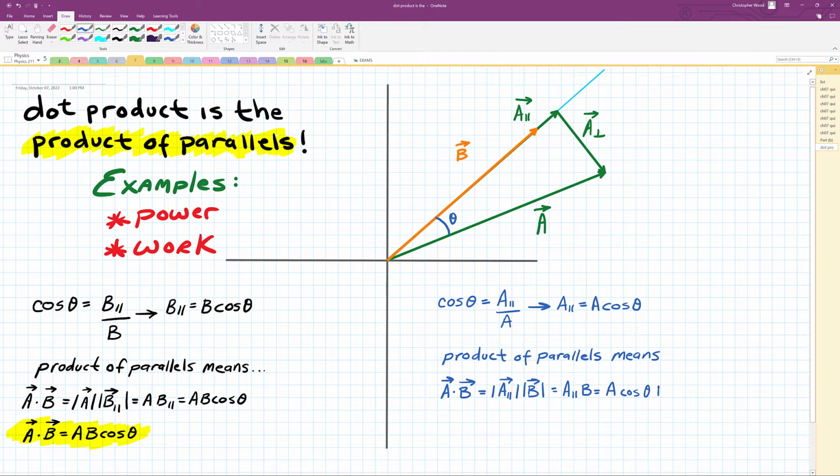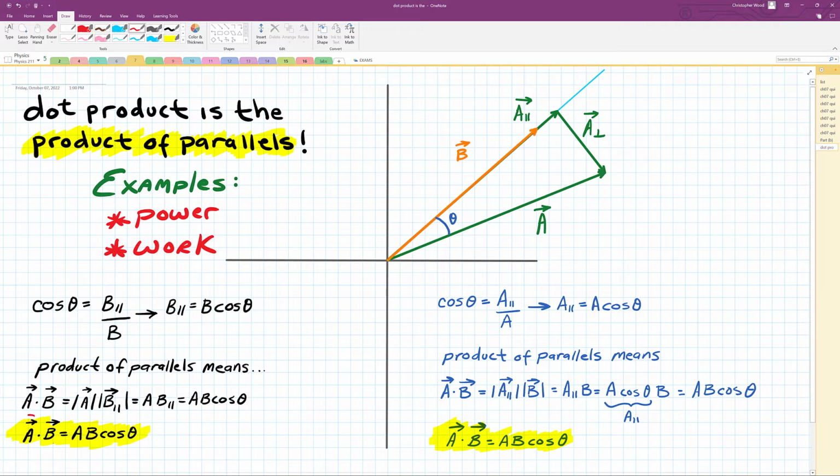A cosine theta, once again, is the projection of vector A onto vector B, and this can be written as AB cos theta. So once again, we have the same notation. Vector A dotted with vector B is the magnitude of vector A times the magnitude of vector B times the cosine of the angle between those two vectors.